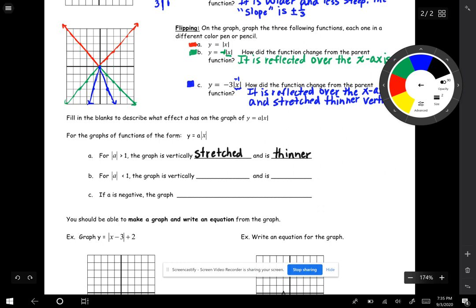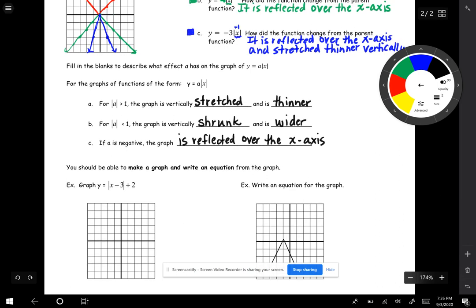What about when the number in front of the absolute value is less than 1? Well, if it's less than 1, the graph is vertically shrunk and is wider. And for the flipping, if A is negative, the graph is reflected over the x-axis. It's a lot of information, but it's not too bad. And if you always go back to a table, you can see what a graph looks like.